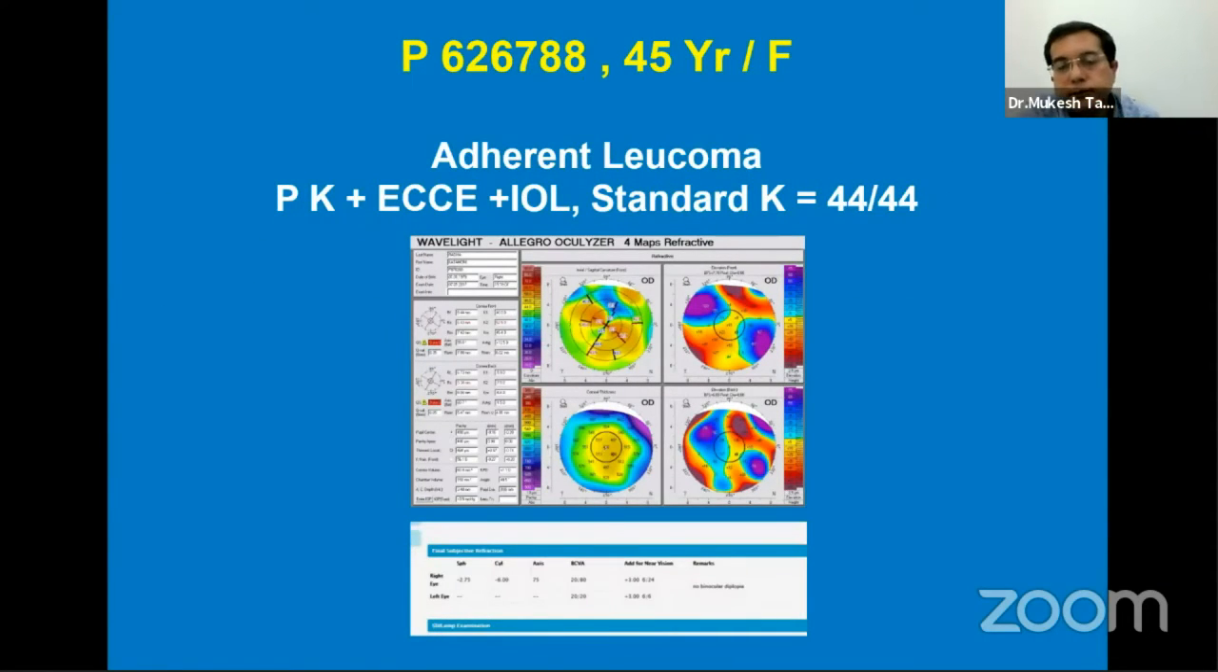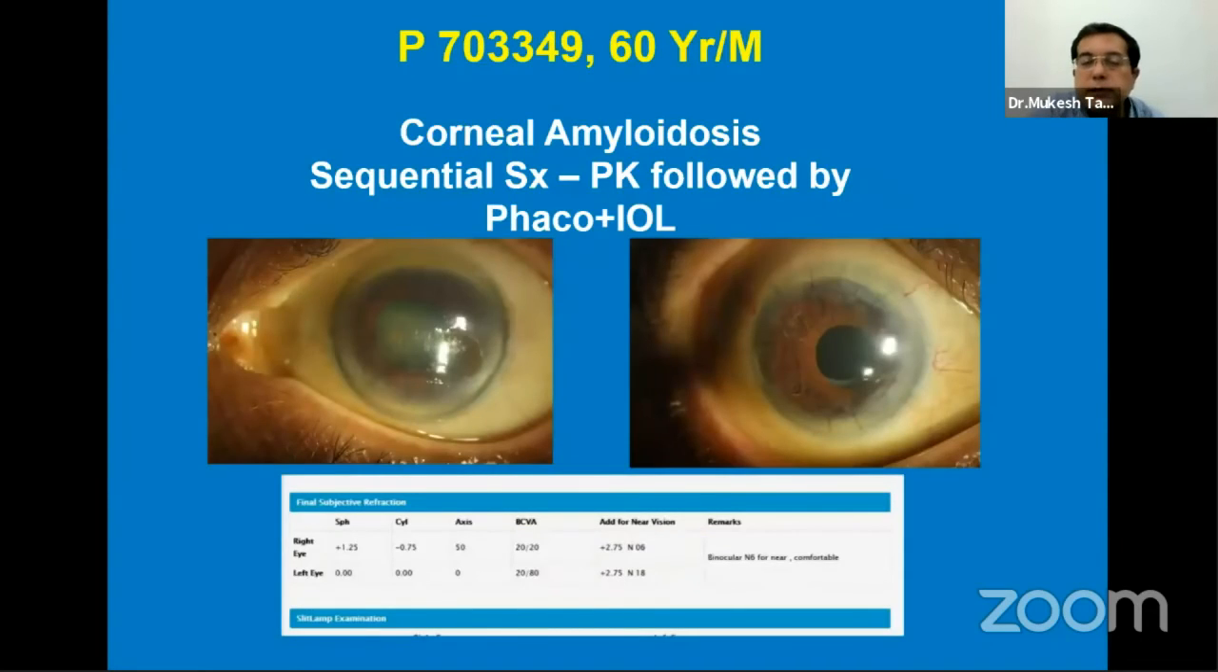This example will clarify. This patient had a triple procedure done with PK, ECCE plus IOL, and the standard K of 44 was used. And you can see the refractive error is minus 2.75 sphere and minus 6 cylinder, roughly a spherical equivalent of about minus 6.